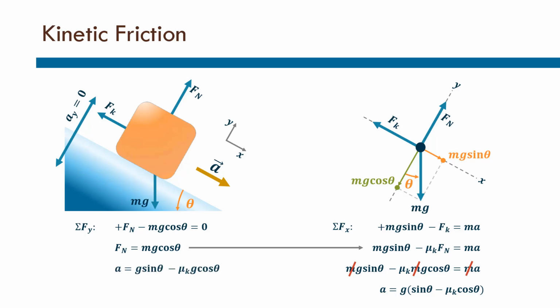Let's look at a special case where mu k is 0. If there is no friction, then the cosine term disappears, and you're left with a equals g sine theta, which is the answer for inclined plane acceleration in the no friction case. And if the incline is also 0, the angle theta is 0, then acceleration is going to be 0, so we should confirm that also, and all is good.